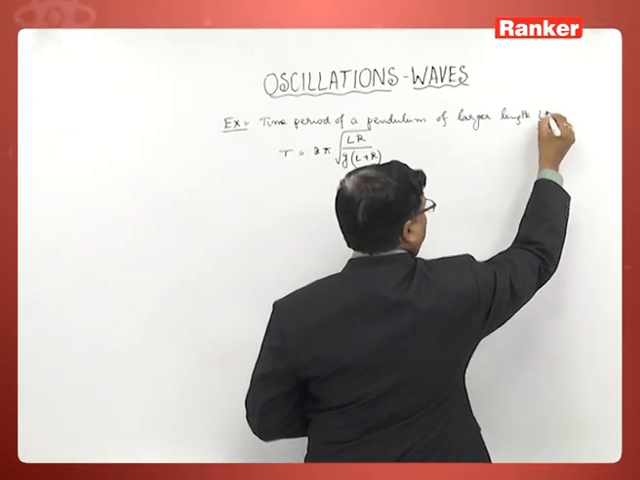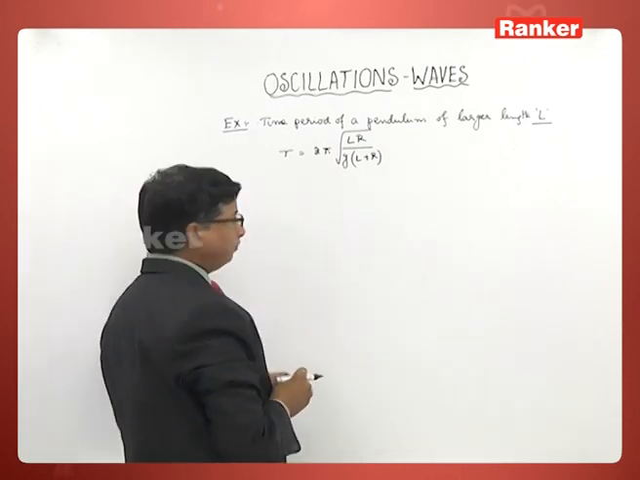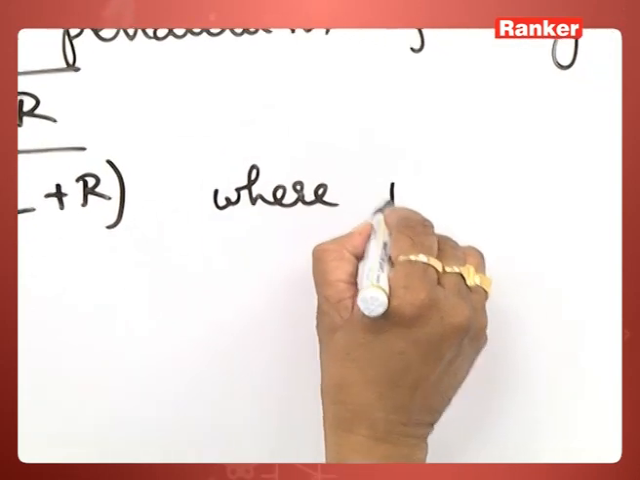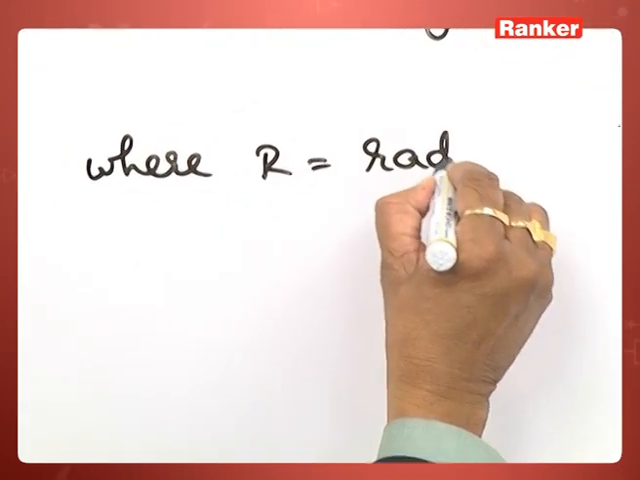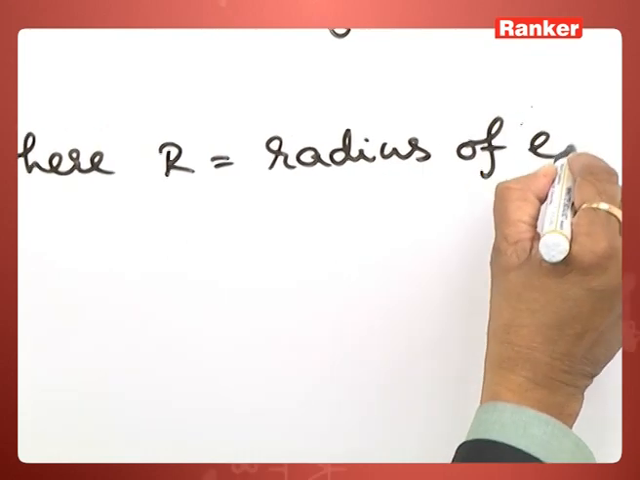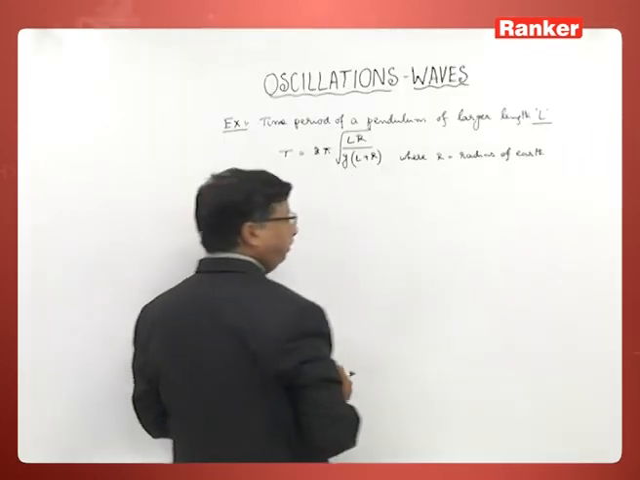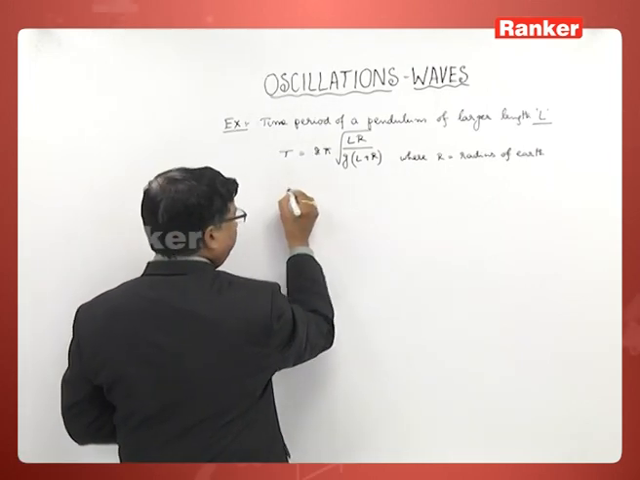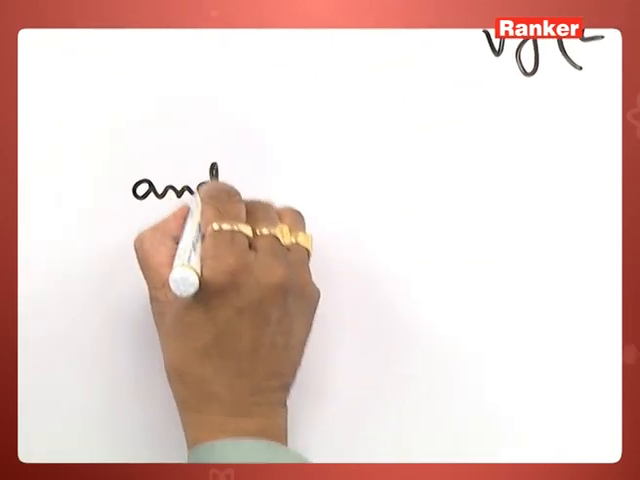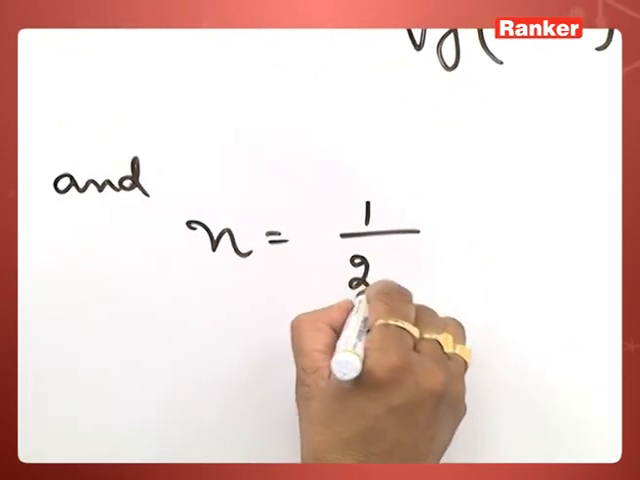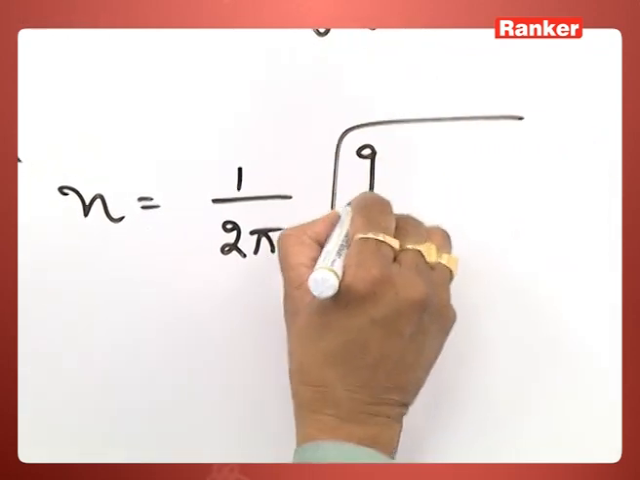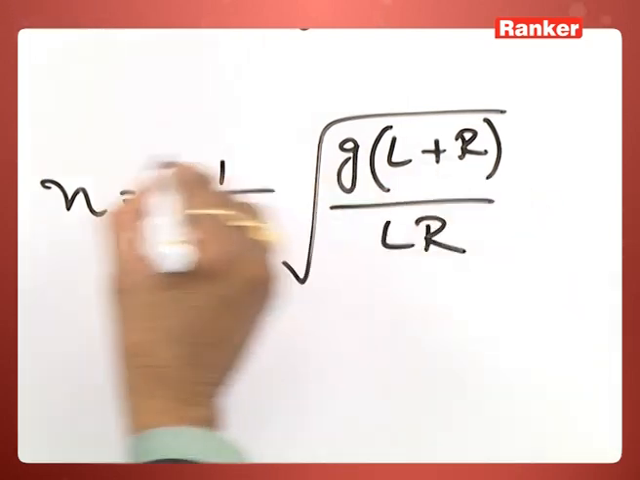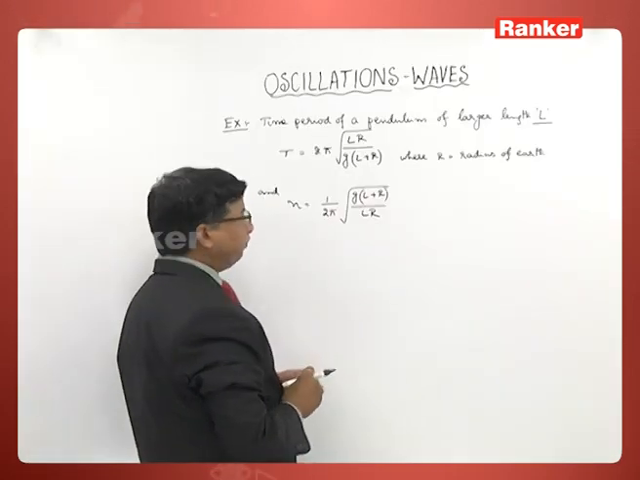This larger length I am considering as L, and in this case the value of R is once again the radius of earth. Radius of earth means 6400 kilometer, a known value to all of us. So, this is the equation for its time period, and for frequency we want 1 by 2 pi under root G into L plus R by LR. This is the equation for its frequency.